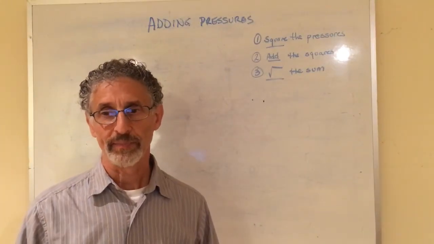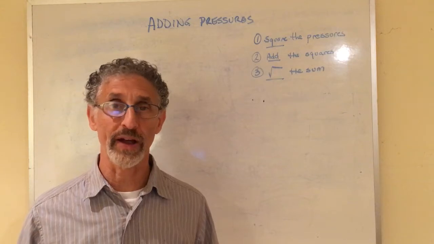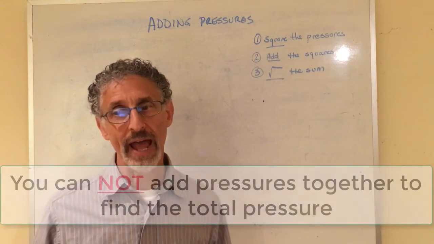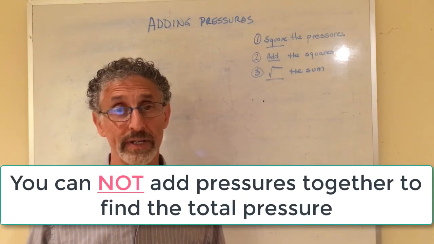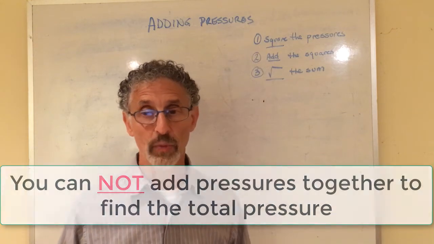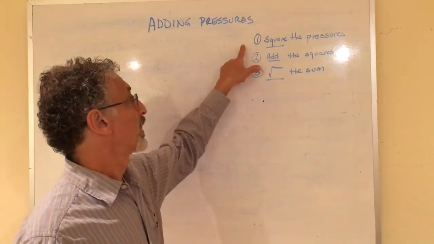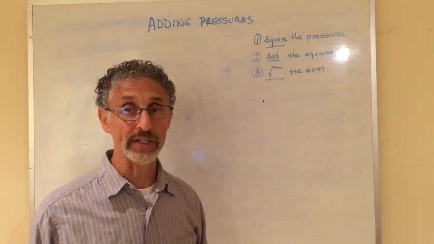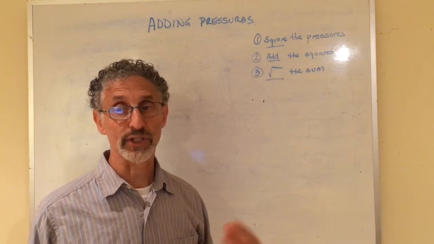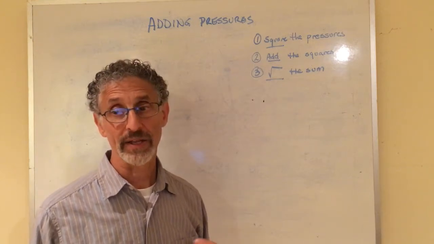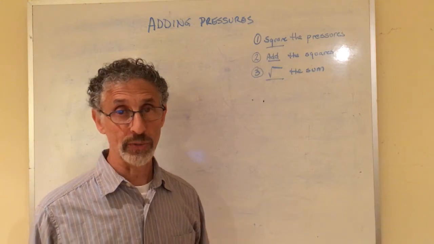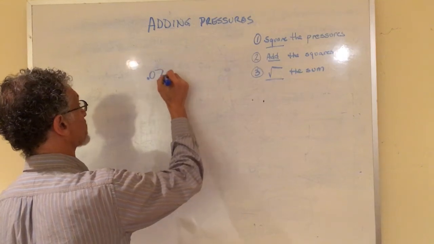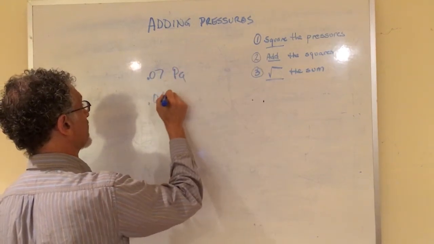Adding pressures. Now, let's add two sounds together to find their total pressure in pascals. Without getting into details, you cannot directly add pressures together to get the total pressure. Instead, first you have to square the pressures. Then you add the squares together. Finally, you take the square root of the sum, and that's the total pressure. Let's do an example. Let's add the pressures of 0.07 pascals and 0.08 pascals.